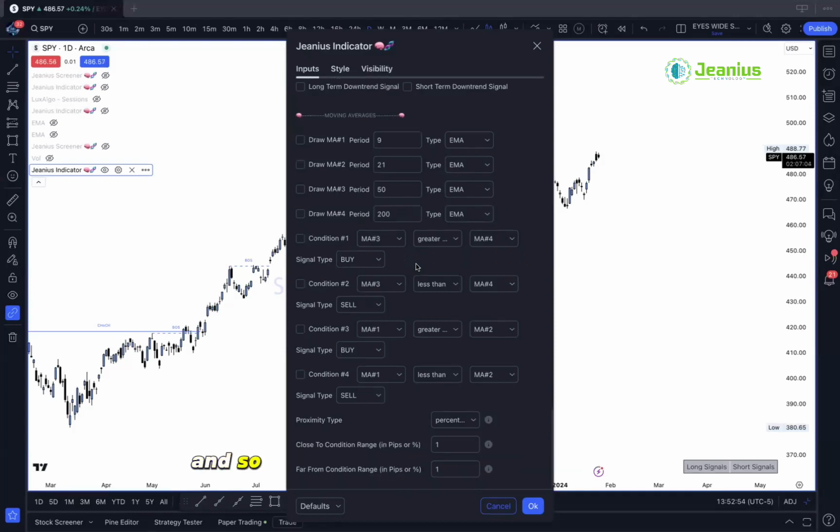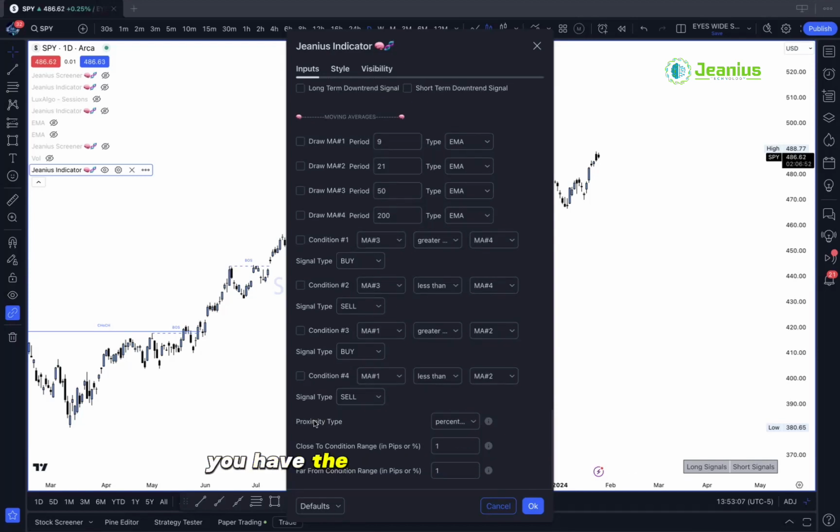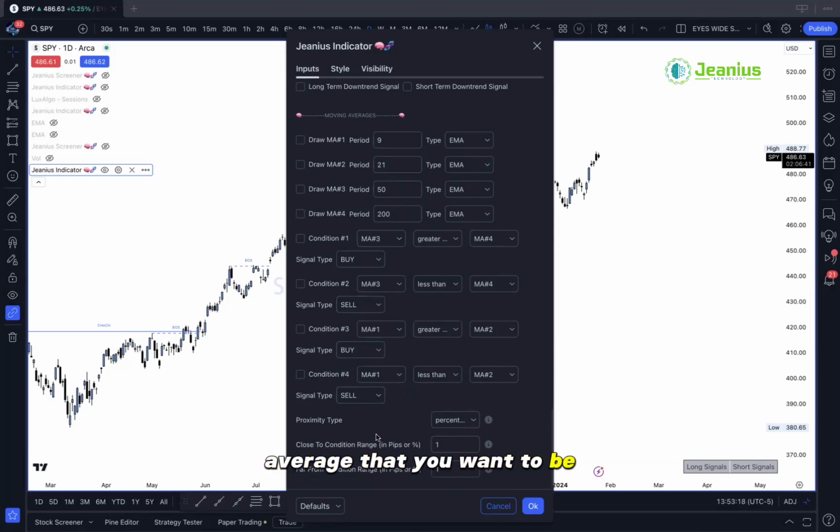And so that's going to wrap up the entire walkthrough of the Jeanius indicator. For this last part, we're going to go into confluences. You have the proximity type right here, but we'll just do percentage. We're not going to do pips. Proximity type is pretty much just how close or far away you want the signal for the moving average to be, close to the condition range or far away from the condition range.